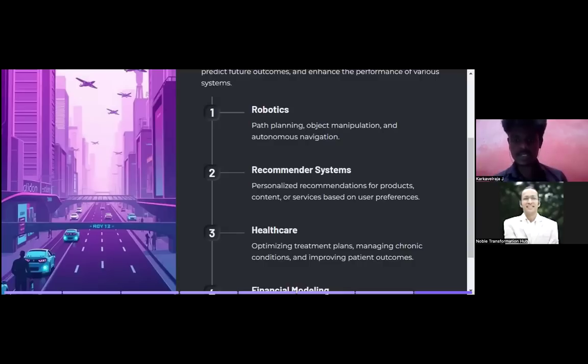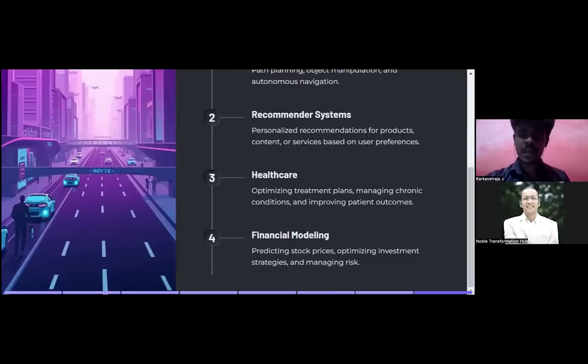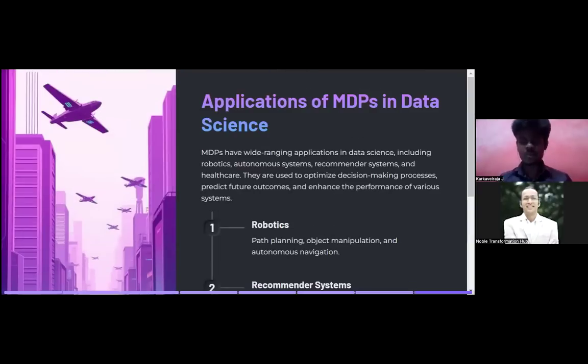Recommendation systems: personalized recommendations for products, content, or services based on user preferences. Healthcare: optimizing treatment plans, managing chronic conditions, and improving patient outcomes. Financial modeling: predicting stock prices, optimizing investment strategies, and managing risk. I hope you guys are able to understand.